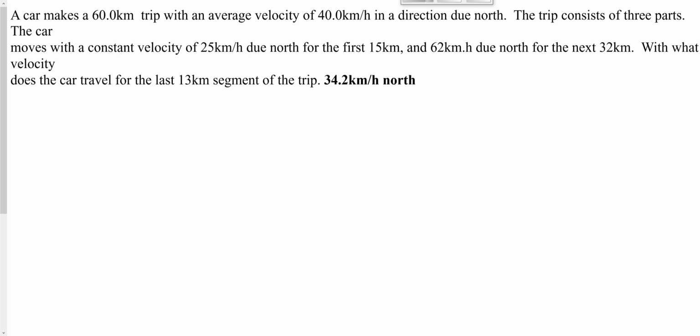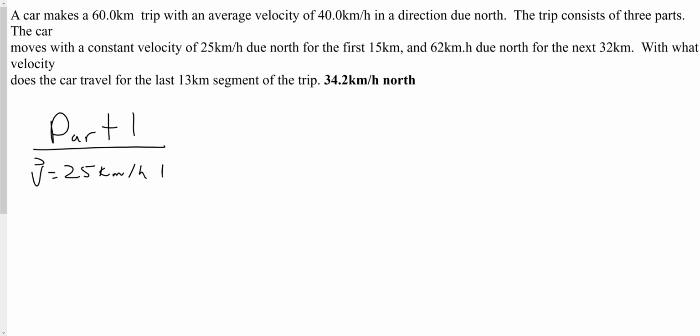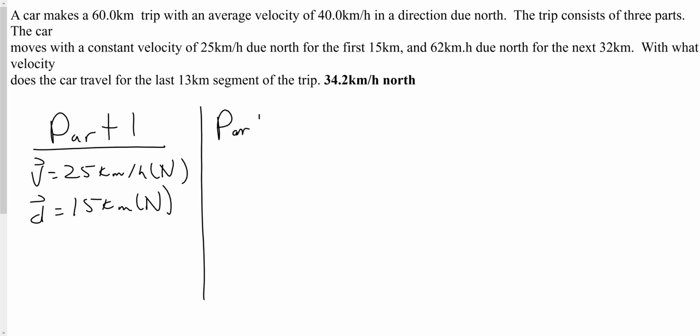Let's write out the givens together so we can see it. In part 1, we know the velocity is 25 kilometers per hour north, and the displacement is 15 kilometers north. In the second part, we've got an average velocity of 62 kilometers per hour north, and the displacement is 32 kilometers north.